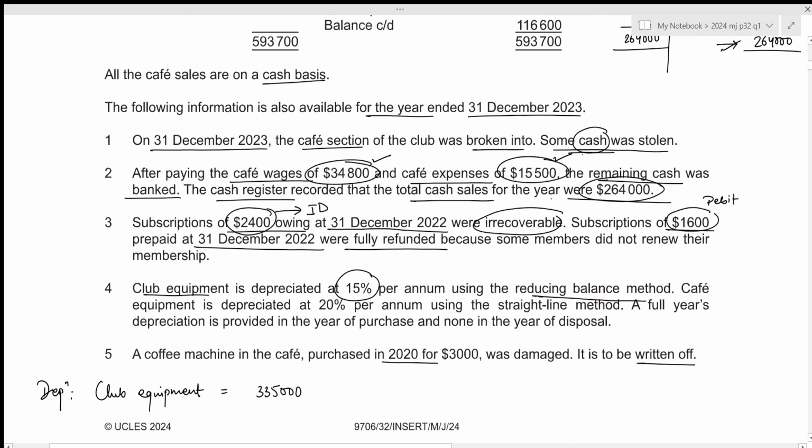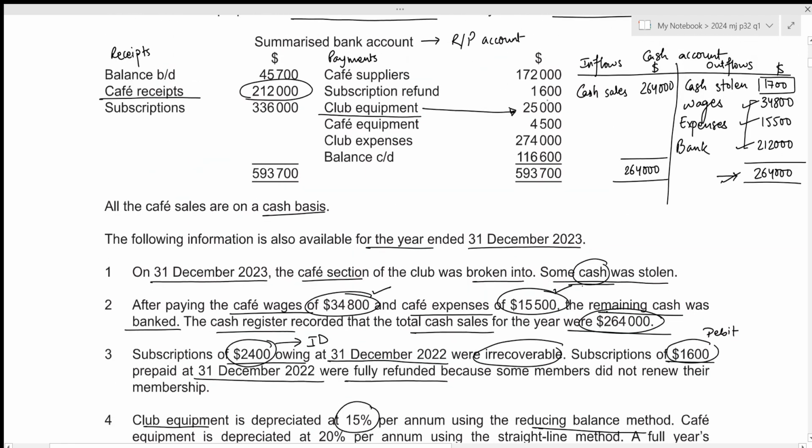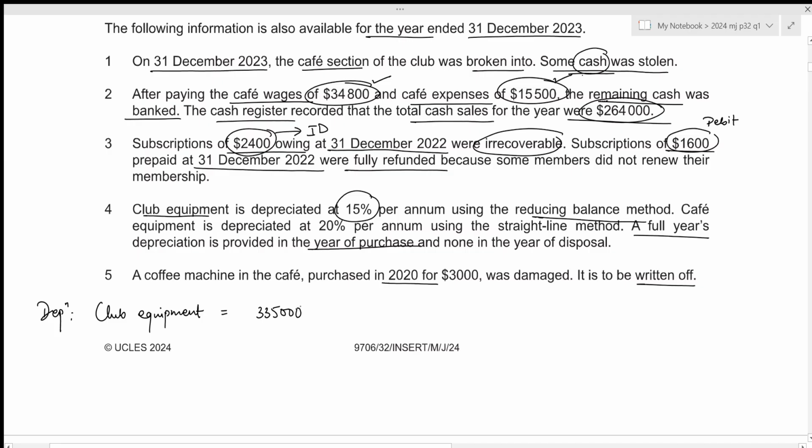And according to the depreciation policy, a full year's depreciation is provided in the year of purchase. So we need to charge the entire year's depreciation on this club equipment of 25,000. So we need to add it to the cost.